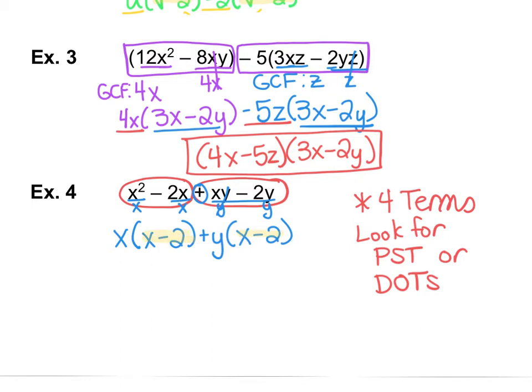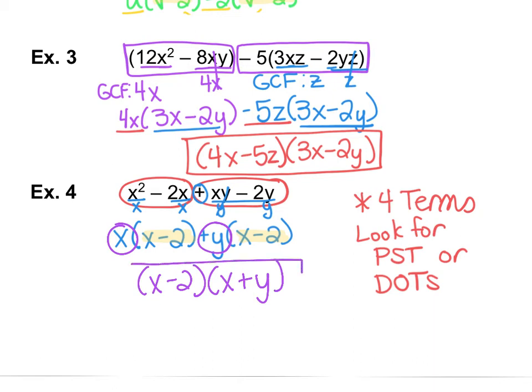because I can see that my inside terms match, and those are going to come together to make one factor, and my leftovers, my GCFs on the outside, are going to come together to make the second factor. So this one's just a little bit different because there's a lot of stuff to look at.